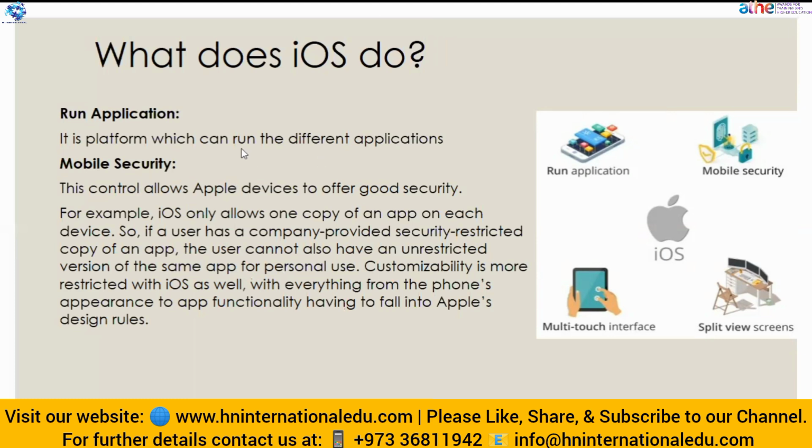So what does iOS do? First of all, its function is to run applications. Run application means it is a platform which can run different applications. On iOS mobile phones, iOS tablets, or iPads, you can download different applications made for iOS mobile devices, and then you can run those applications as you run other applications on Android phones, for example Instagram, WhatsApp, Zoom. These applications we use on Android mobile phones, and in the same way you have applications for iOS mobile phones.